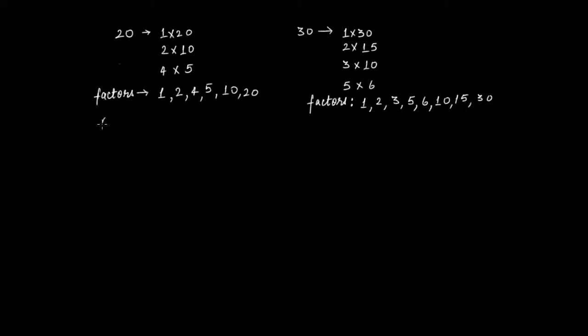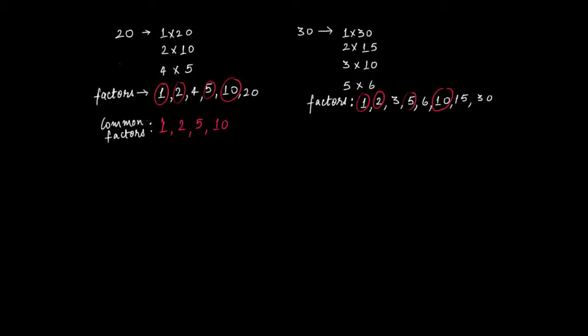What are the common factors? So you will say we have common factors as 1. Write 1 here. Then we have 2. Write 2 here. Then you have 5. Write 5 here. Then you have 10. Write 10 here. Do we have any other common factors? No. We have these 4 common factors, that is 1, 2, 5, and 10.